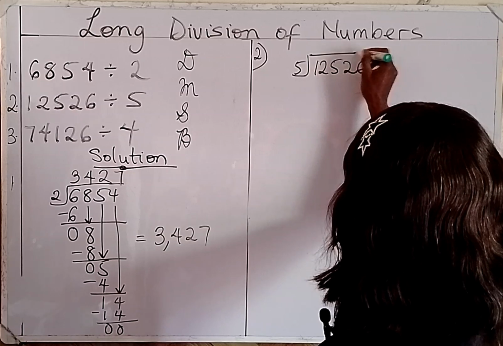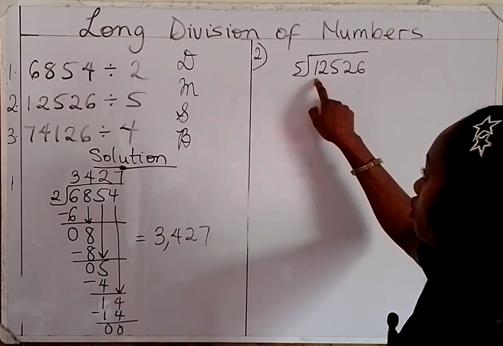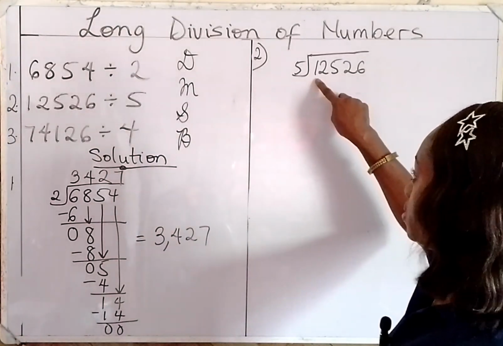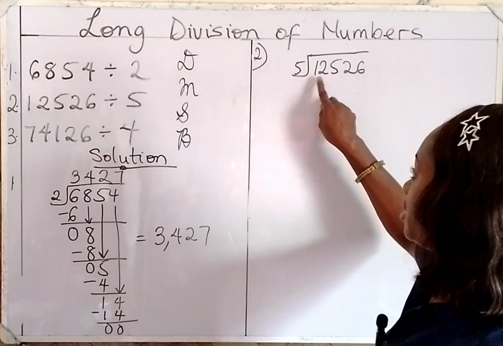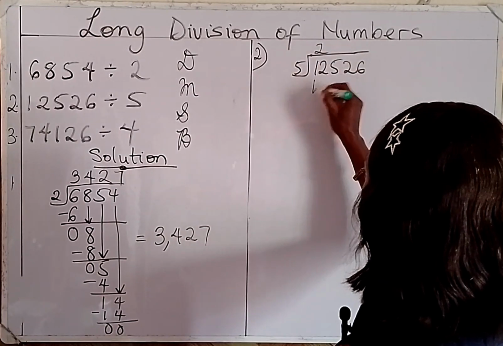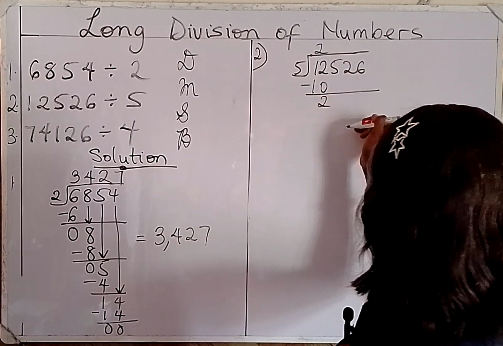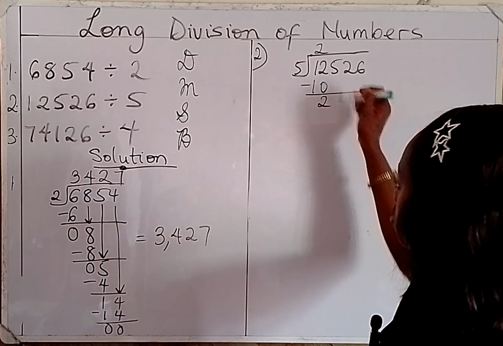Question 2. We have 12,526 divided by 5. Right? Now 5 into 1 is impossible. Then we start with the next two numbers. 5 into 12 is 2. 5 times 2 is 10. Then we take away. 2 minus 0 is 2. 5 can't go into 2. So what do we do? We bring down what?